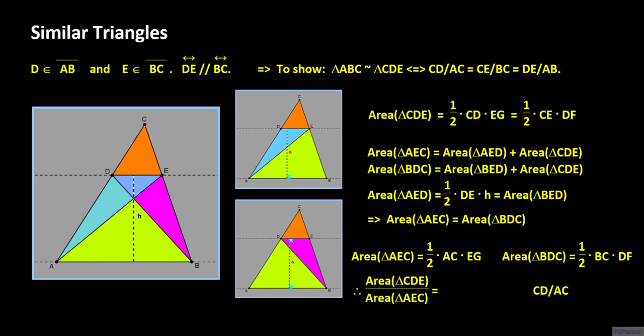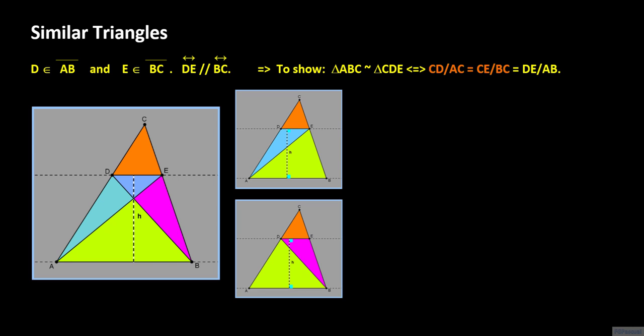For the second division, we take this other area of triangle CDE and divide it by the area of triangle BDC. We must remember that the area of triangle BDC has the same value as the area of triangle AEC. And so 1/2 and DF cancel out, giving us the fraction CE divided by BC. And so we have the first equation in this set of equations. We just need to show that these two fractions are equal to DE divided by AB.